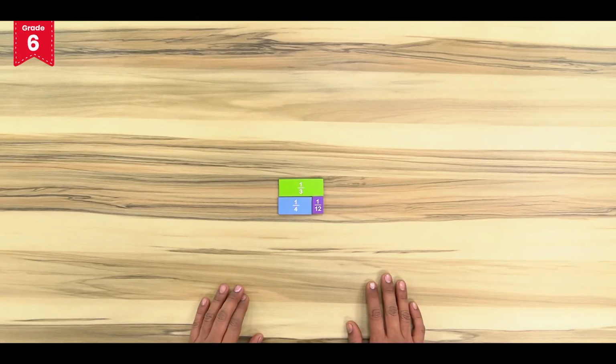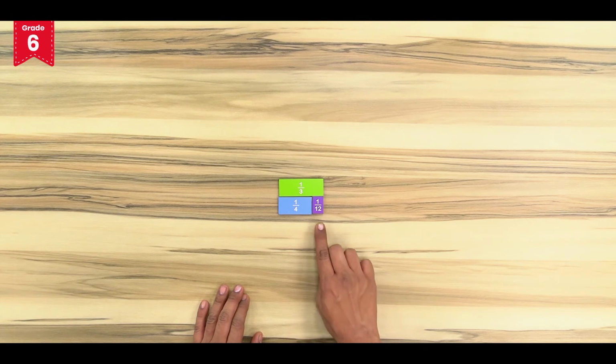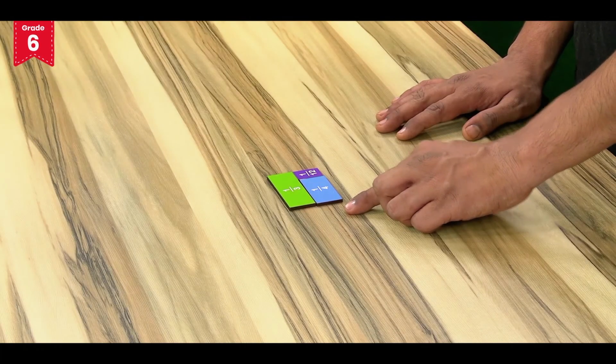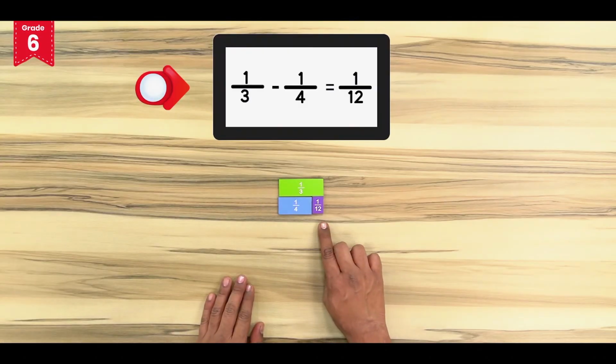This means that the difference of the fractions 1 by 3 and 1 by 4 is the fraction 1 by 12. 1 by 4 subtracted from 1 by 3 is equal to 1 by 12.